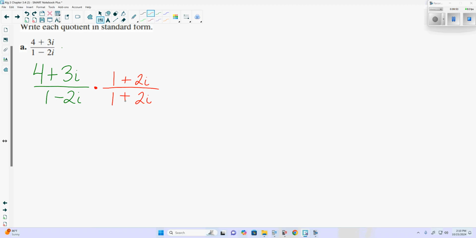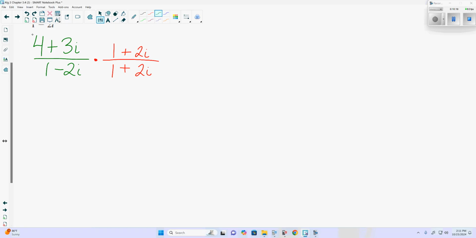Because as we saw already, when I multiply 1 minus 2i with 1 plus 2i, we get a single number. The i terms will cancel out. And part of the reason this works is we're actually multiplying this by a fancy version of 1. Because 1 plus 2i divided by 1 plus 2i, anything divided by itself is 1. So we're not actually changing anything.